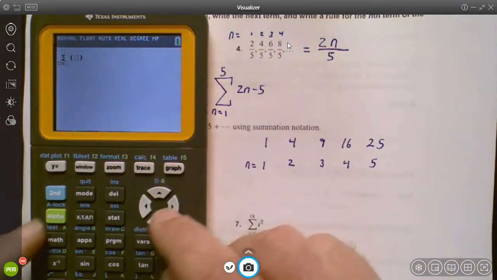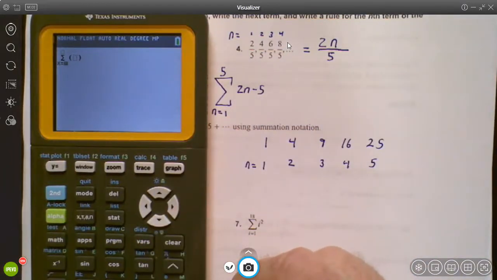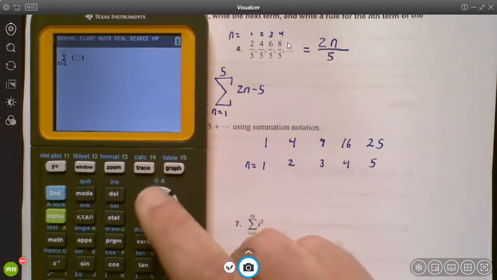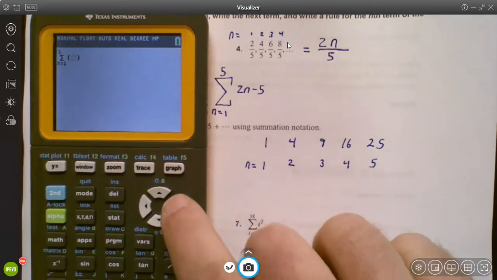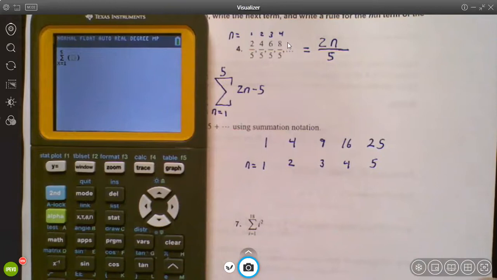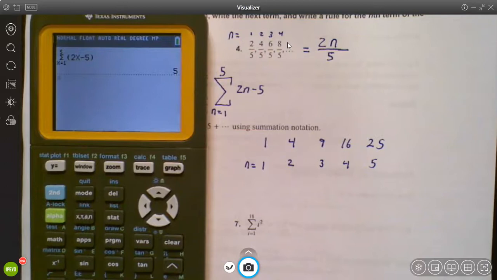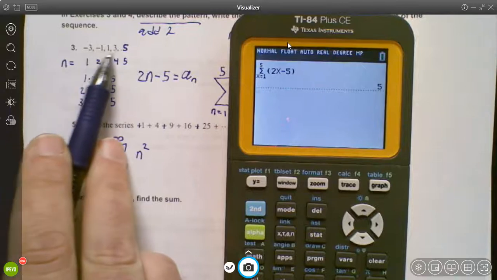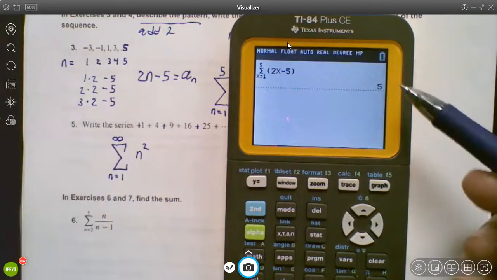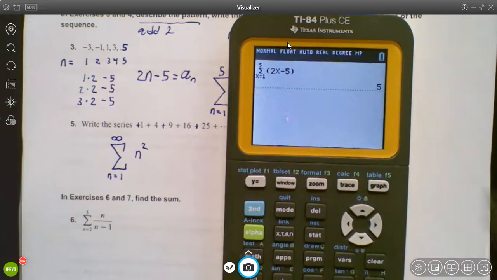So we're going to say our x equals 1. And I'm going to go up. We're ending with term 5. And then I'm going to go to the right. And in those parentheses, I need to put the rule, which is 2n minus 5. So 2x minus 5. And then just hit enter. And that's the sum. So in other words, if you were to take those 5 numbers and add them together, they should add up to 5. So that's the way our sigma notation works. It helps us find the sum of a sequence.